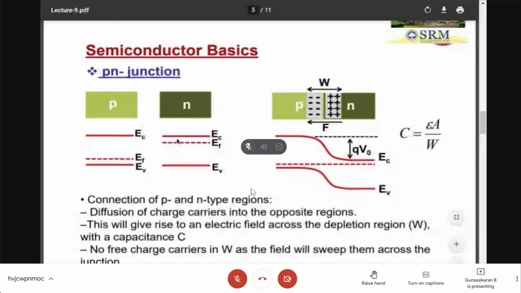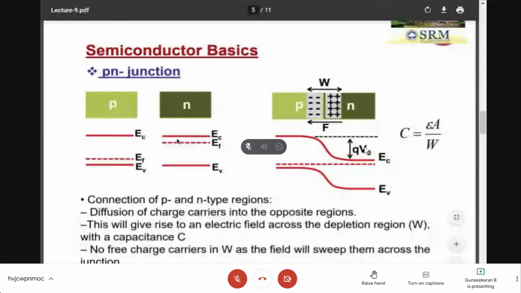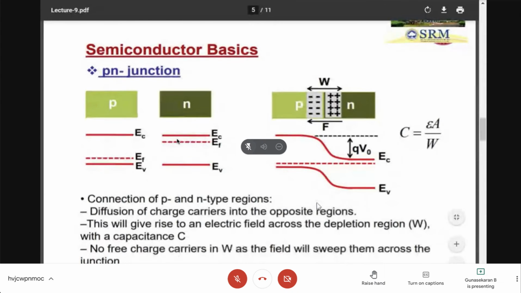See here, this is the normal case. For P-type, EF is very close to EV. For N-type, EF is very close to EC. So when both are joined, this is your EF level now. The built-in potential is created in between, and the difference is given by Q V naught. That is the built-in potential generated here. So these are the normal cases of the connection of the P and N-type regions. And how the variation takes place, you go to see in the next diagram.